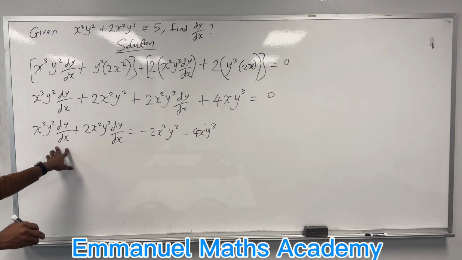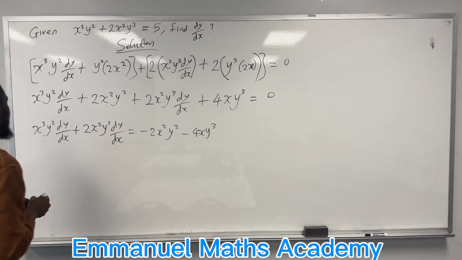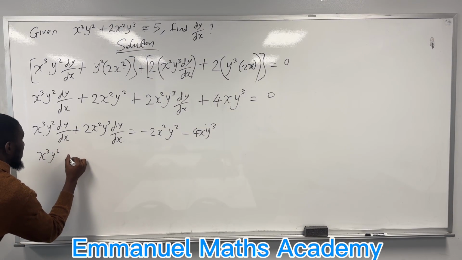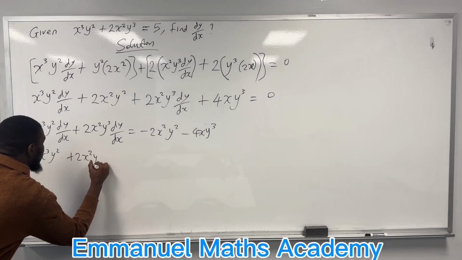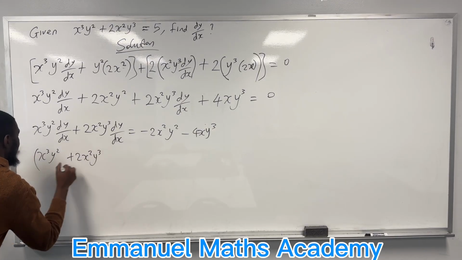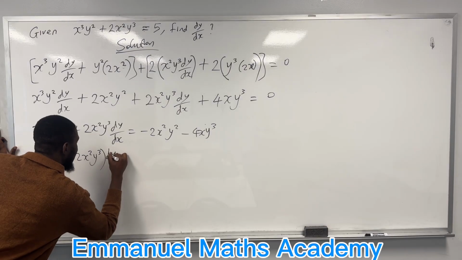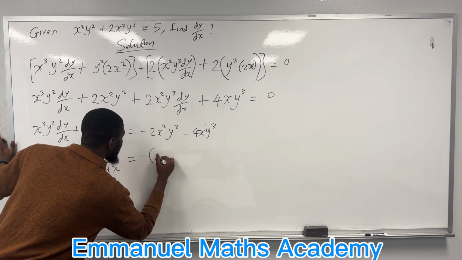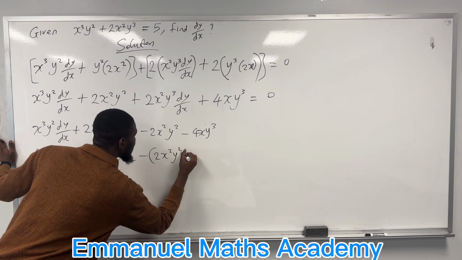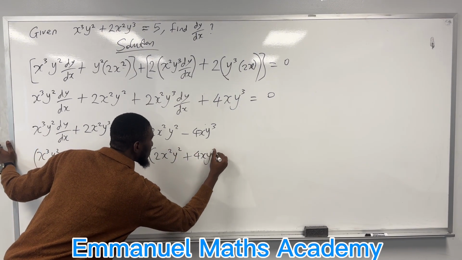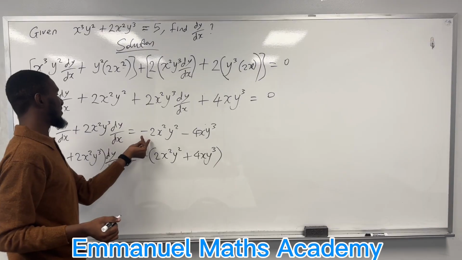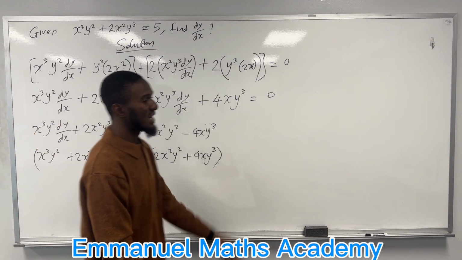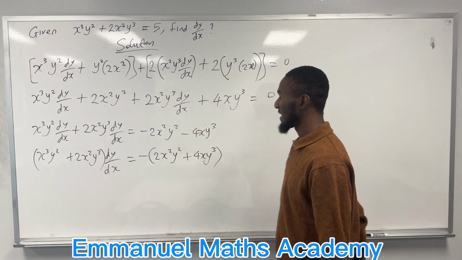Since they have the dy dx here in common, you factor out the dy dx. Hence you have x cubed y squared plus 2x squared y cubed, you have what? dy dx equal to, hence we have minus 2x squared y squared plus 4x y cubed. So we just factored out this minus here. Remember, you have to find the dy dx. From here, you now make dy dx the subject.